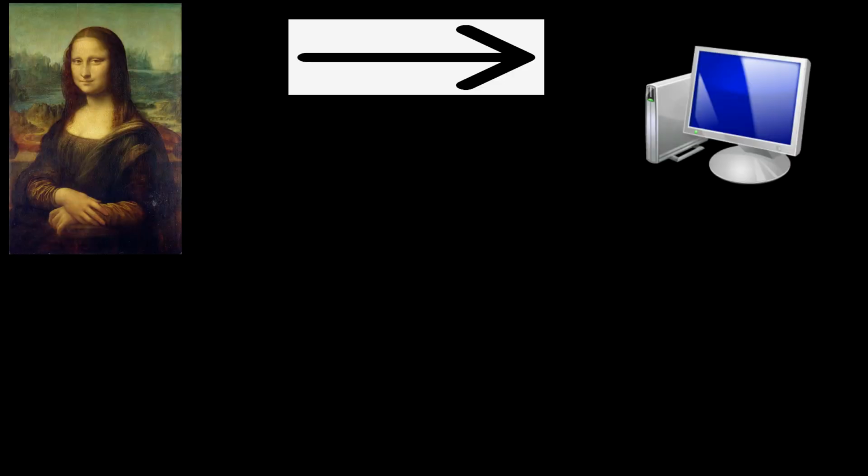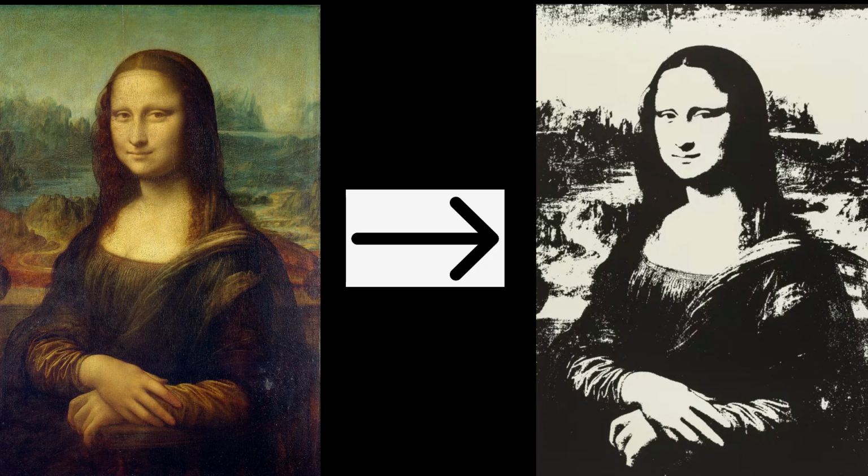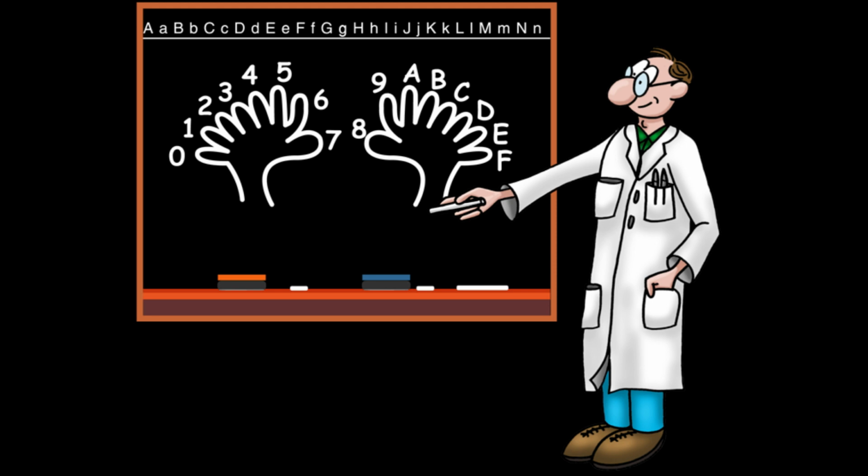In the second step, we will download a photo of Mona Lisa from the internet and change it to a black and white photo using Photoshop. Now let's convert this image to binary number system, consisting of zeros and ones. After that, we change it back to the 16 number system and save it.